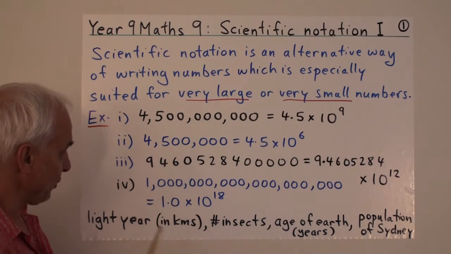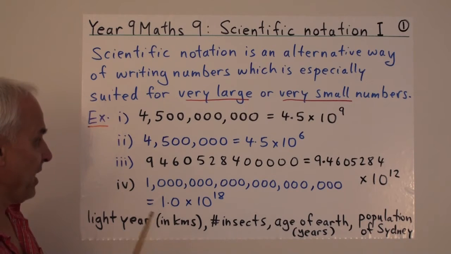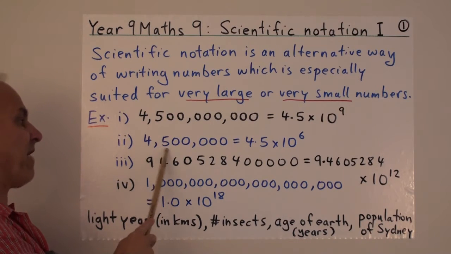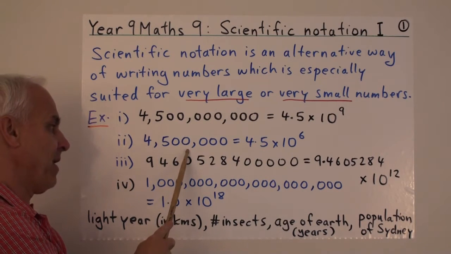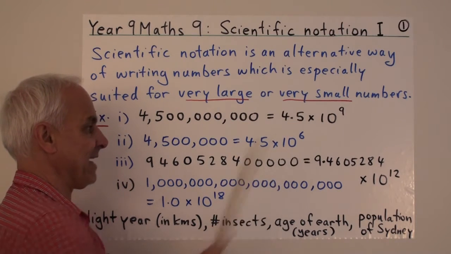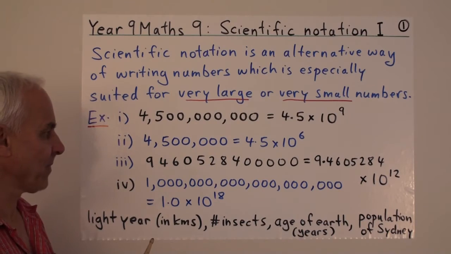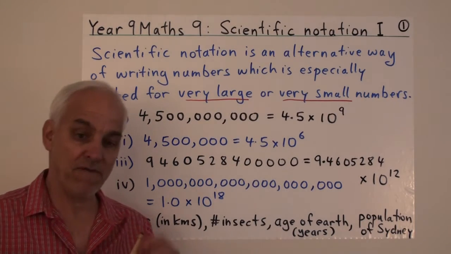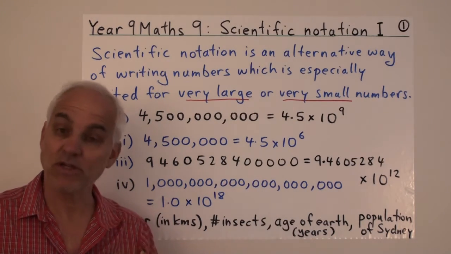Here's another number that looks a little bit like it, but it's actually quite different. This one is 4,500,000, which in scientific notation is 4.5 times 10 to the 6. 10 to the 6 is a 1 followed by 6 zeros, which is a million.